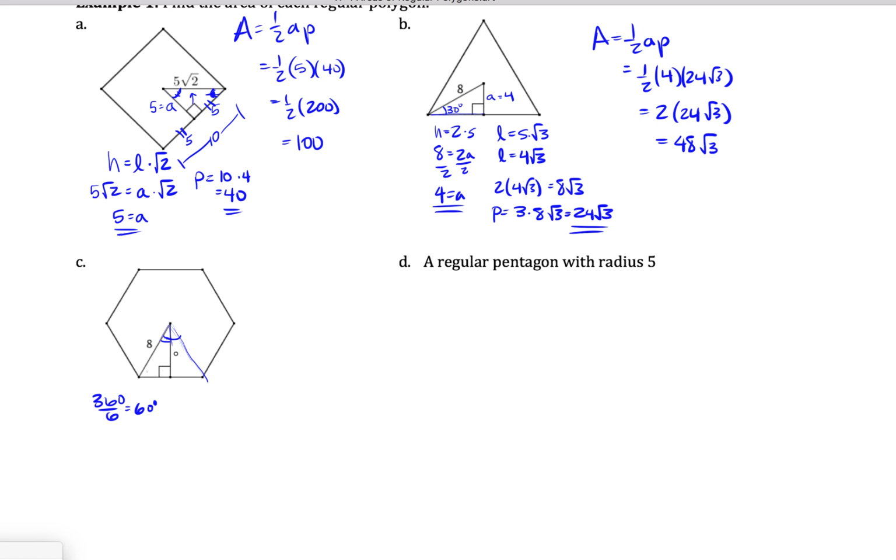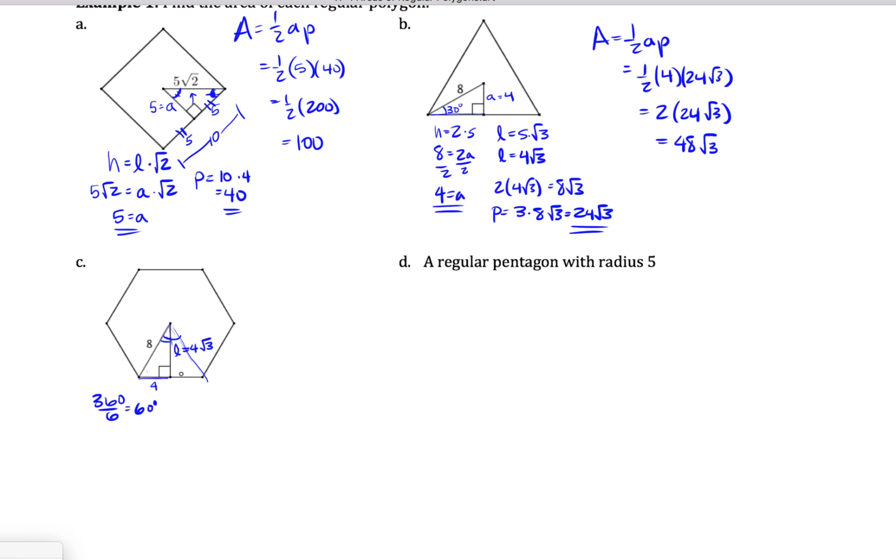So I'm looking at another 30, 60, 90 triangle. In this case, the apothem will actually be the long leg, and this right here will be the short leg. And since the hypotenuse is 8, just like it was up here, I should know these two distances. It's going to be the same numbers that I found right here for long leg and short leg. Only now, this is going to be my short leg, so that'll be 4. This will be 4 square root 3.